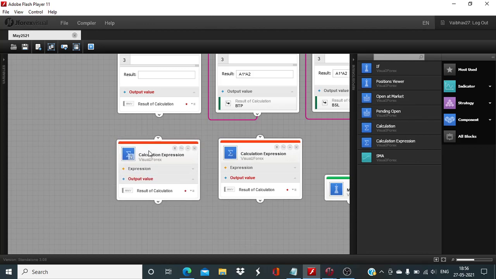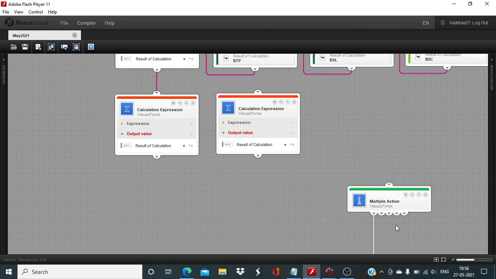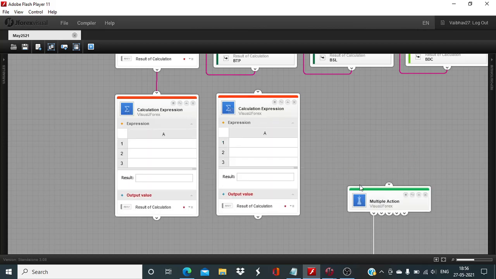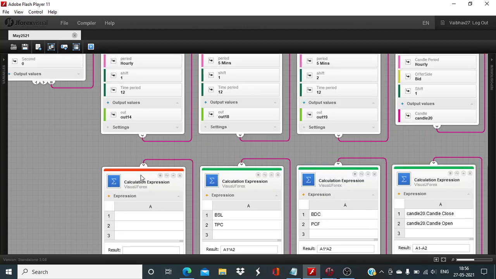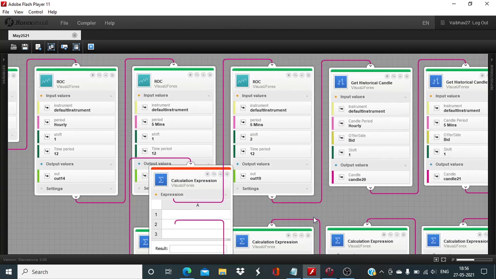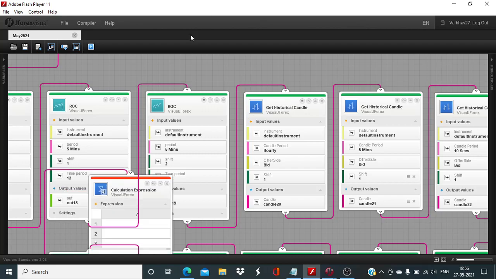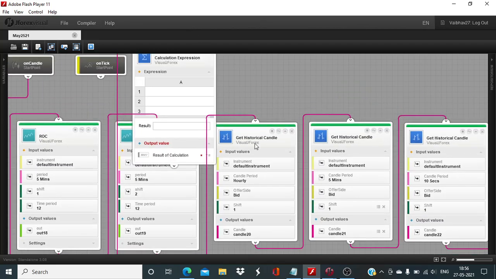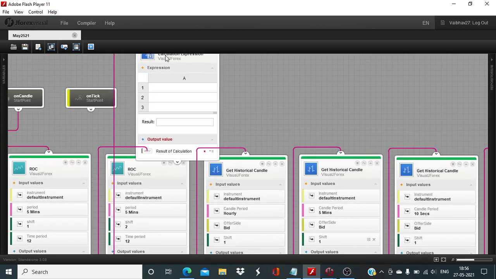So here we will need to look at the difference of candle 20's closing and opening price. Candle 20 has a look back period of 1 and the candle period is hourly.